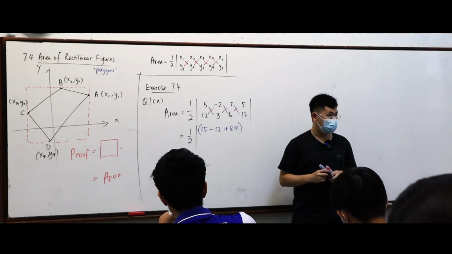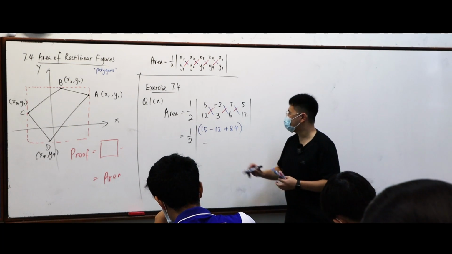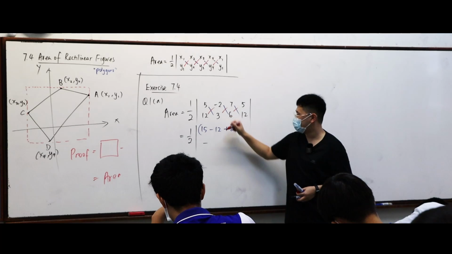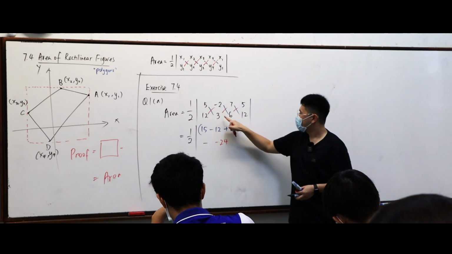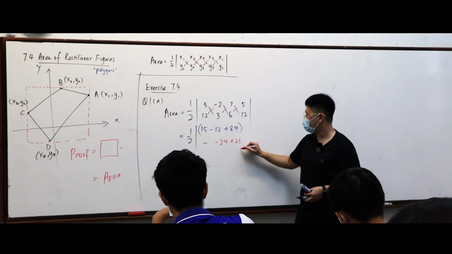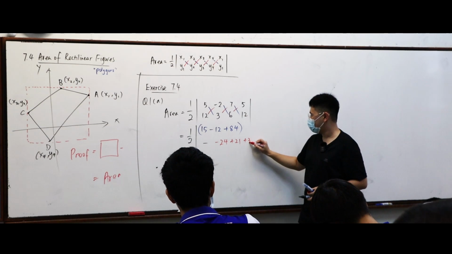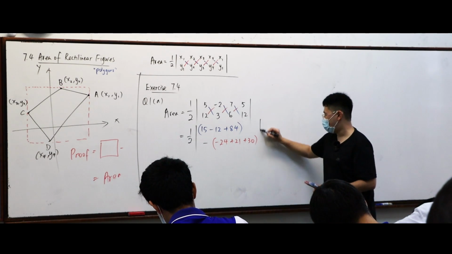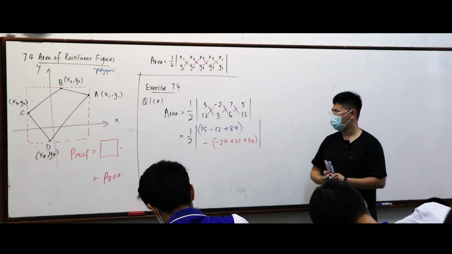I will add everything together, and I will minus off all the red color things. So the red color one is 12 times -2, -24. This times this, so this will be 21. This times this will be 30. So I'm going to minus off all these red color things, and I will keep the modulus sign over here.